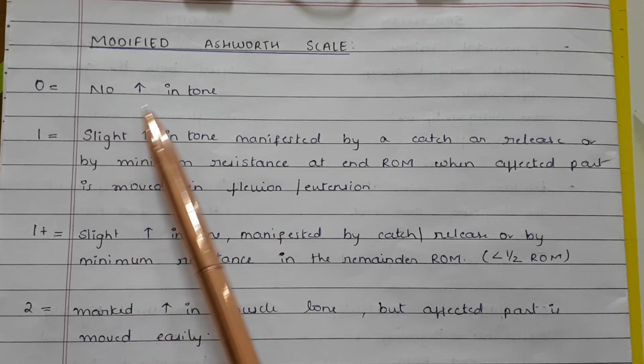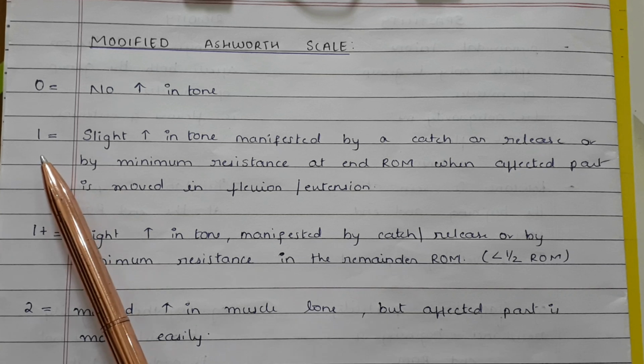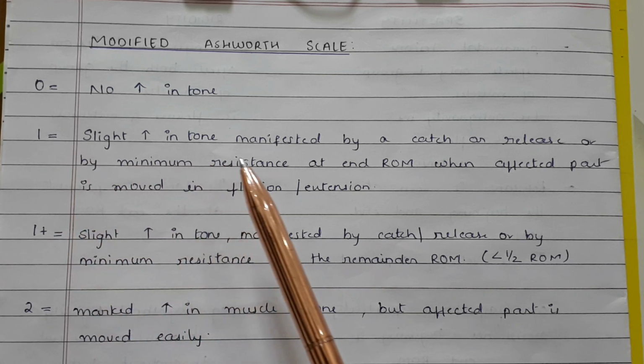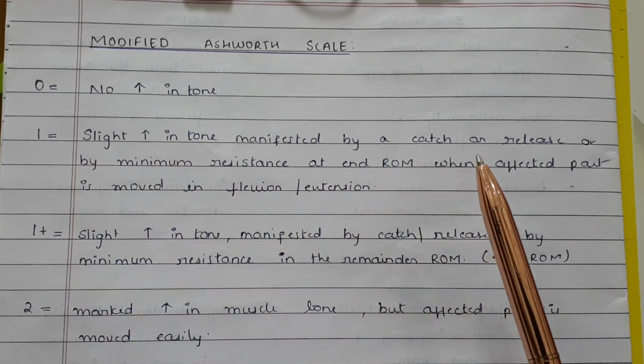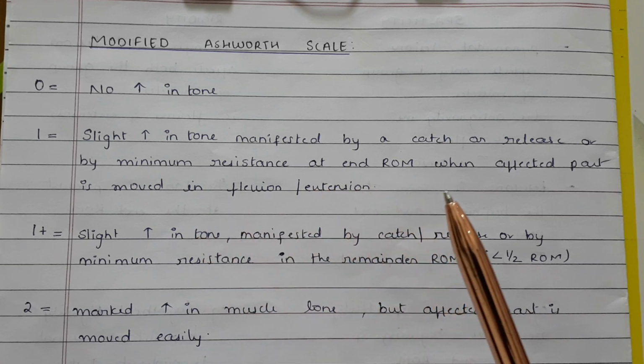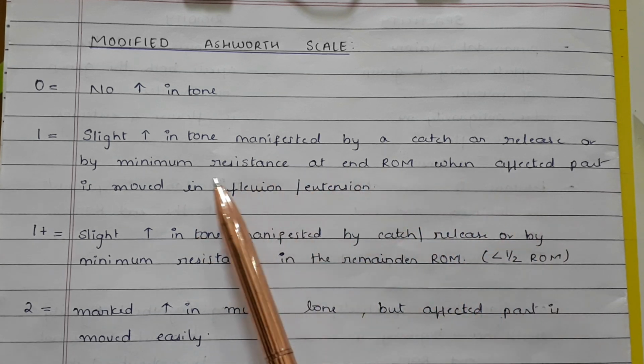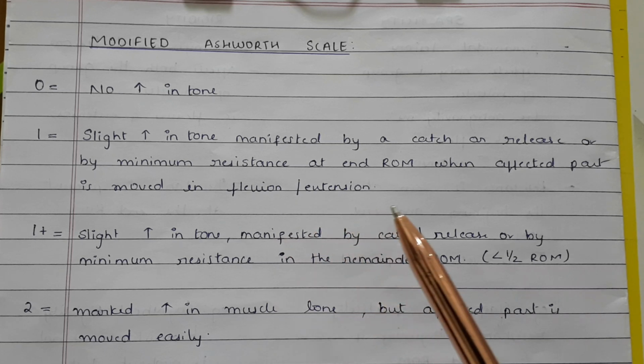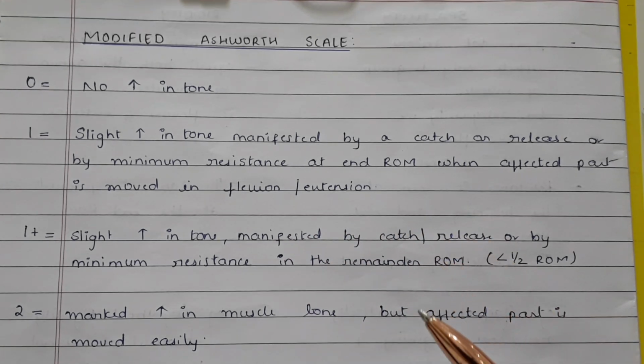Grade 0 is no increase in tone. Grade 1, slight increase in tone manifested by a catch or release or by minimum resistance at the end range of motion when the affected part is moved in flexion or extension. Grade 1 plus is slight increase in tone manifested by a catch or a release or by minimum resistance in the remainder range of motion.